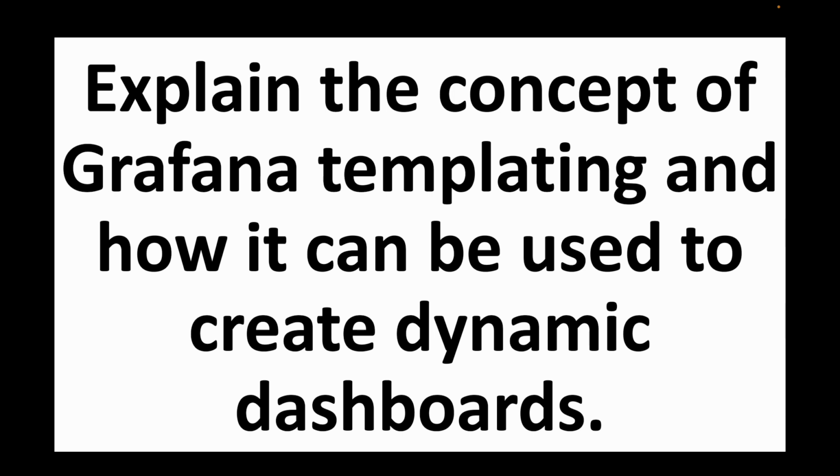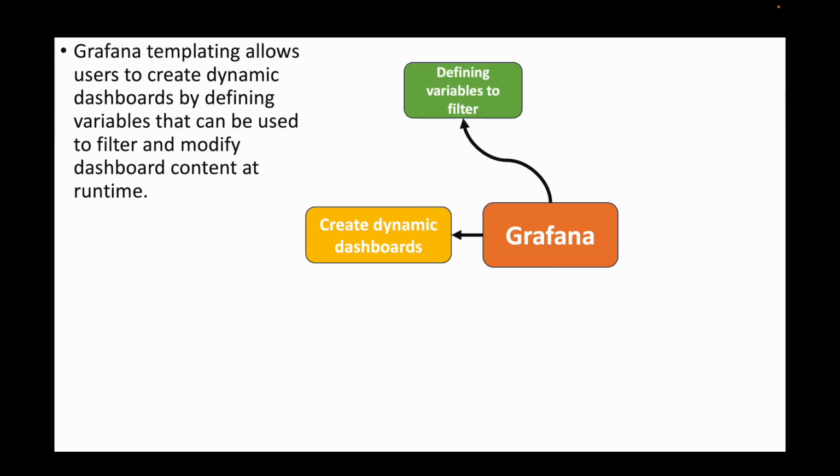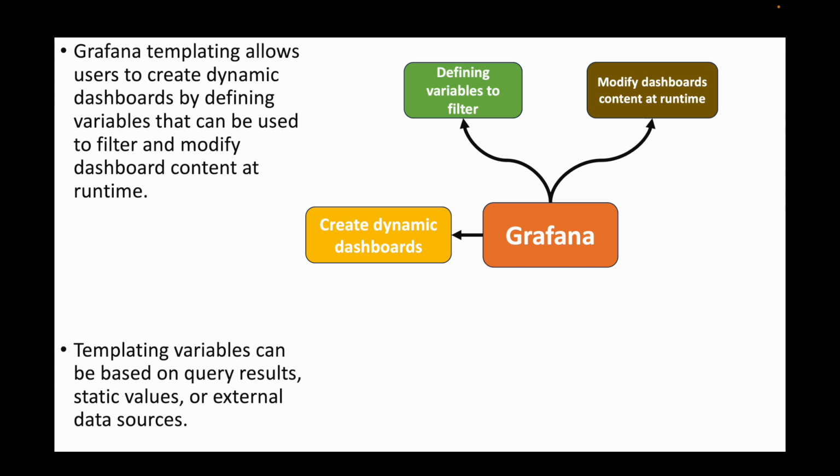The next question we have is, explain the concept of Grafana templating and how it can be used to create dynamic dashboards. Now, Grafana templating allows us to create dynamic dashboards. This can be done by defining variables, and we can use this to filter and modify the dashboard content at runtime. So basically, here we make use of variables, and then we can filter these variables. We can modify the dashboard content at runtime and create our own dynamic dashboards.